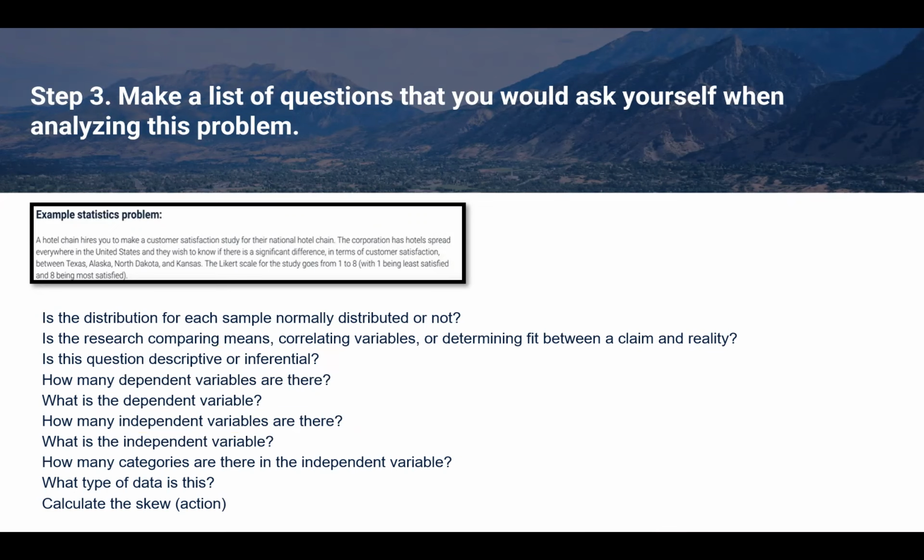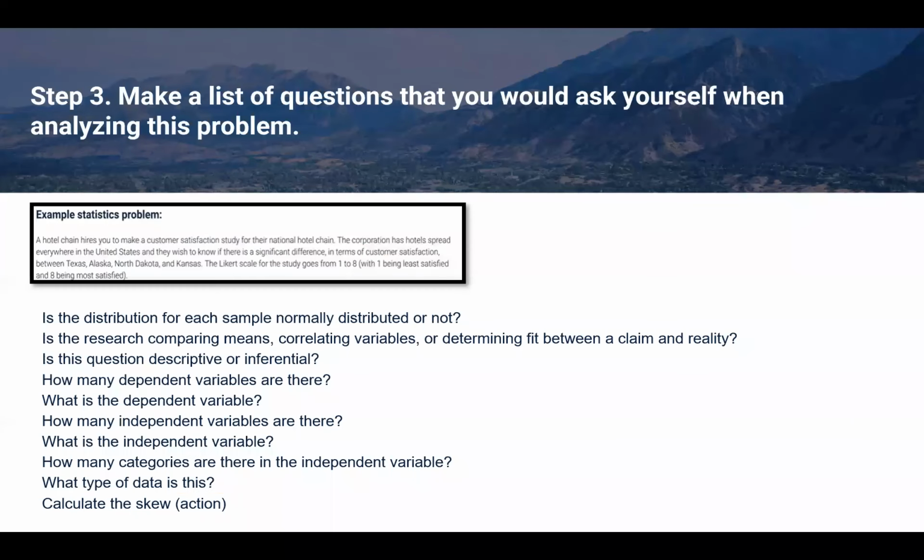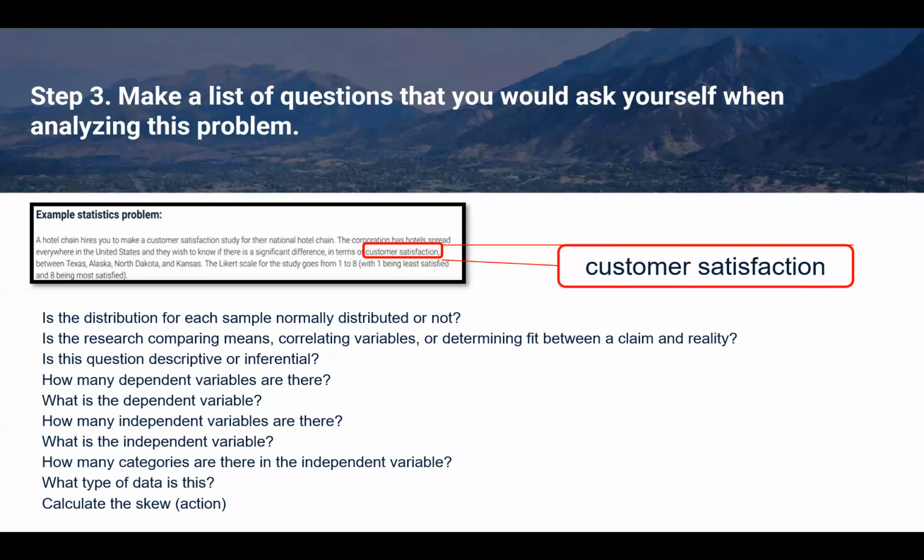Depending on the scenario, this list could also include actions that you could take as you analyze the problem. In this example, one of the actions would be to perform a calculation. Here is a caution. Do not use the wording in the specific problem as you create your questions. For example, customer satisfaction is what we call the dependent variable in this problem. Let's imagine that we change one of the other questions to this. What type of data is customer satisfaction?